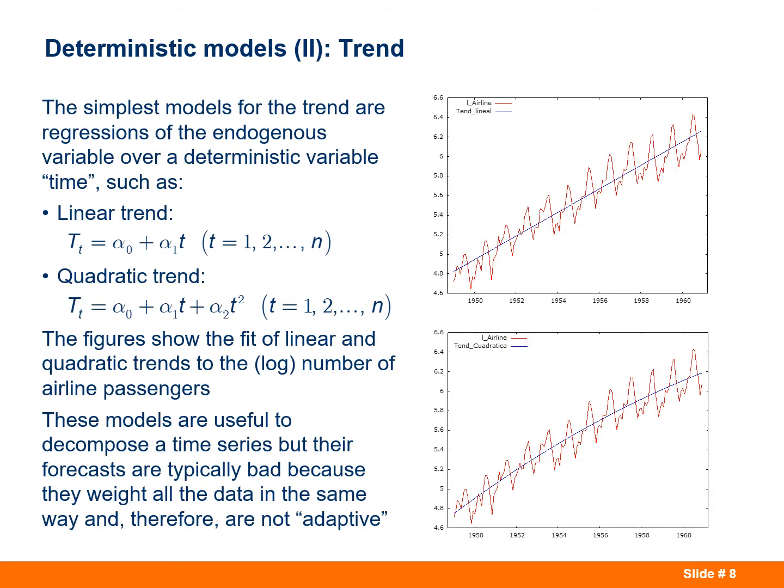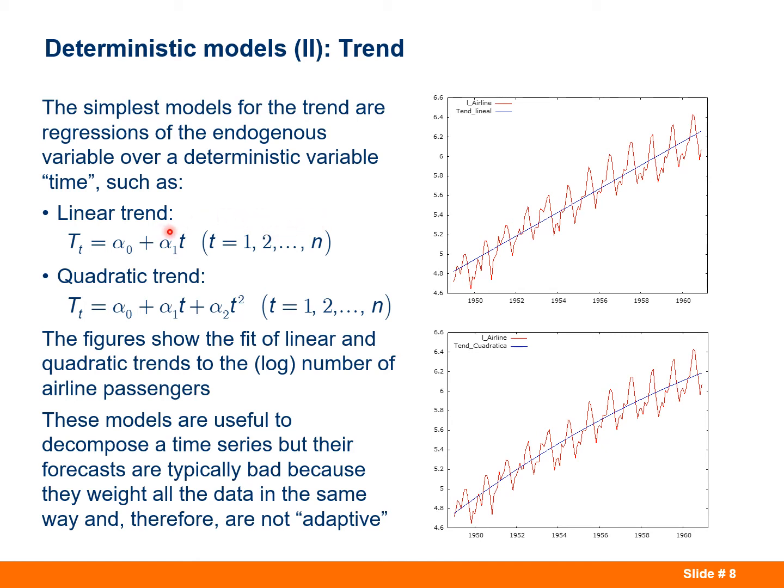The simplest models for the trend are just regressions of the endogenous variable over a deterministic variable, time. In this case, we see the log number of airline passengers fitted by a straight line over time. The equation given this straight line would be like this. Then the trend component, the blue line, would be a constant term plus a slope times the variable t, and t is equal to 1, 2, ..., n.